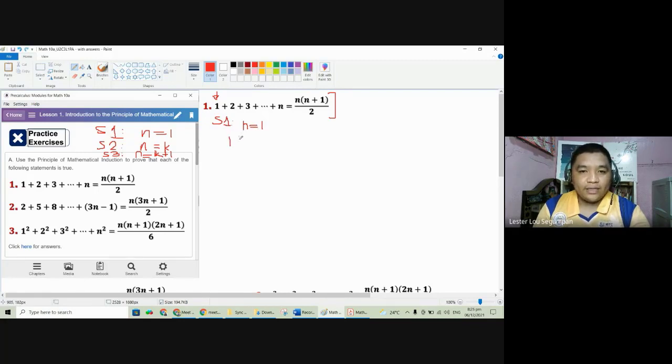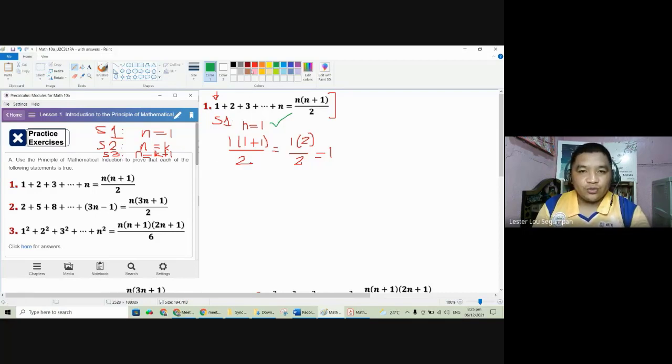This would become 1 times 1 plus 1 all over 2. Then later on, we have 1 times 2 over 2. The result is 1. Question, is this the same value as the first term here on the left hand side? The answer is yes, and therefore we have satisfied the first step. The second step, we are going to assume that it's still true for the next number aside from n, which now corresponds to k.